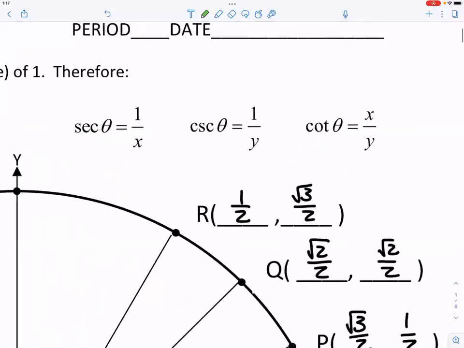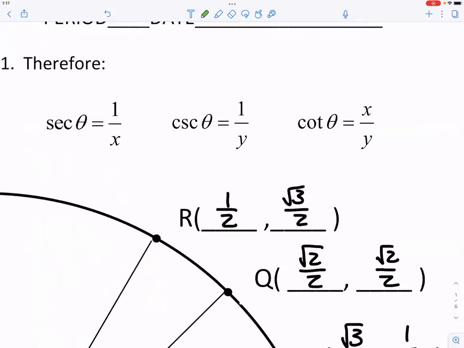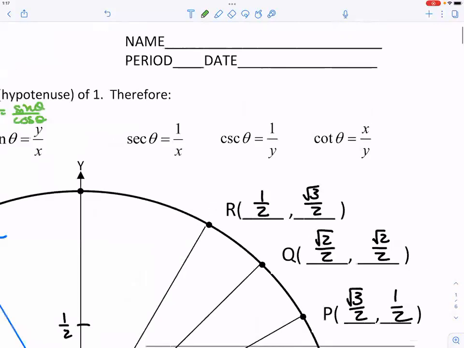And then we have, of course, the other side, we have secant, cosecant, and cotangent. It's just the reciprocal, okay? Secant is 1 over cosine, so 1 over x. Cosecant is 1 over sine theta, so 1 over y. And cotangent, it's the adjacent over the opposite, so x over y.